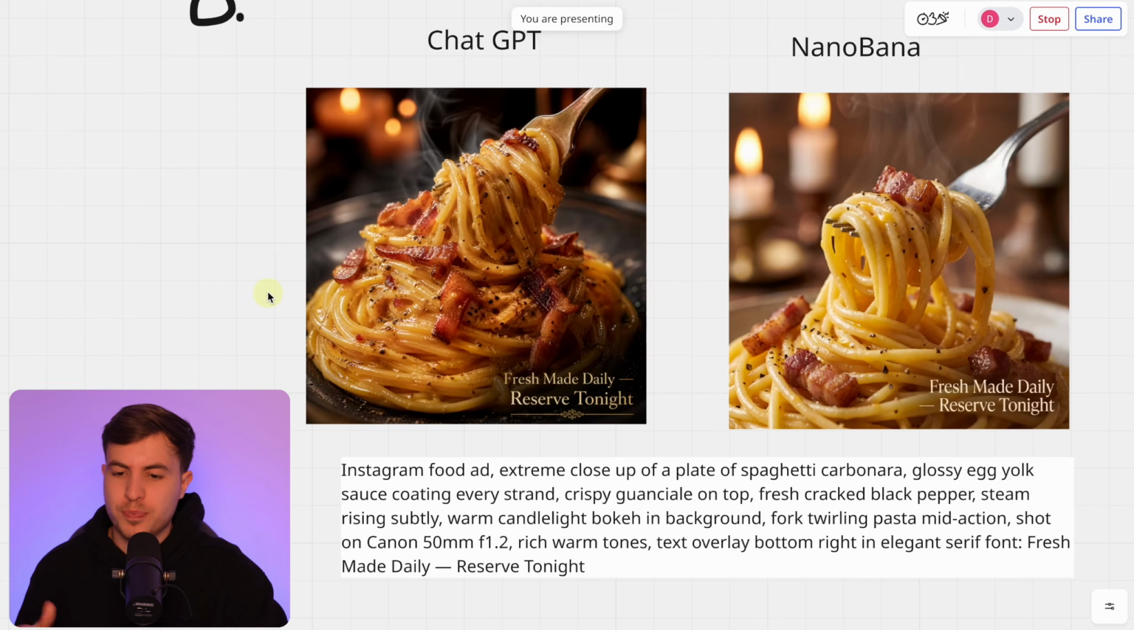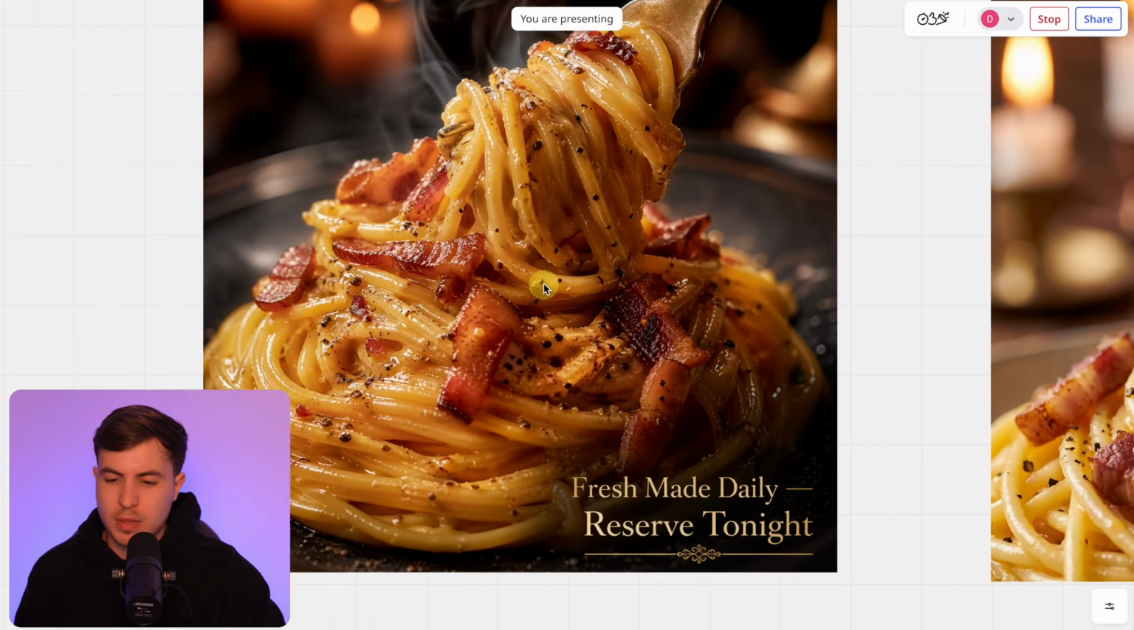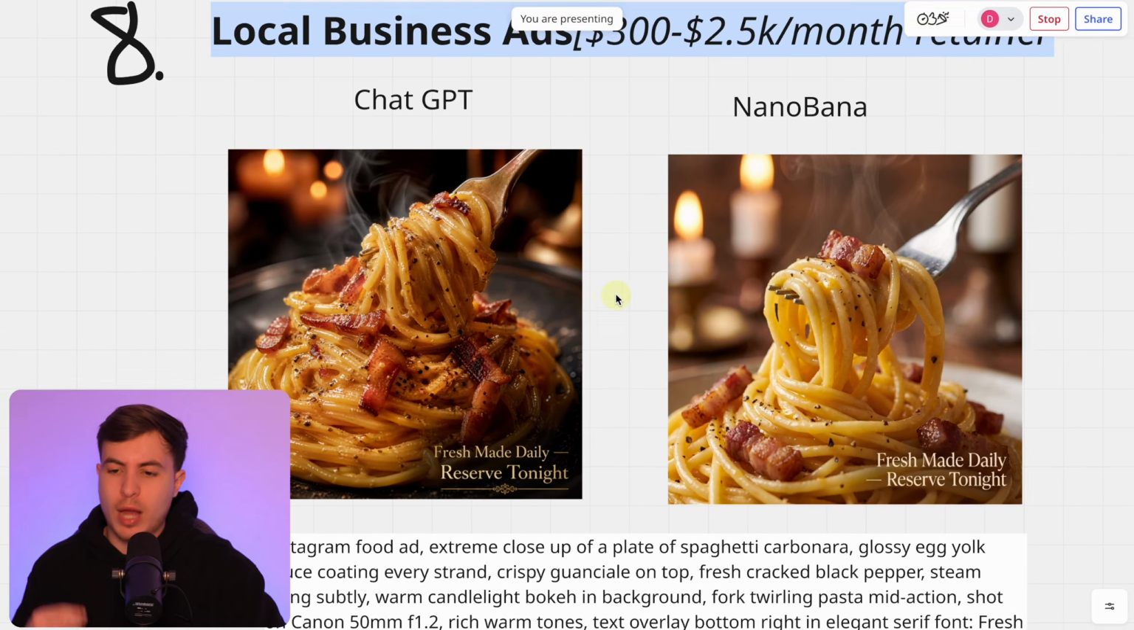Oh my gosh. You think this is a good AI image over here with Nano Banana. You're like, okay, this is good. But then we look at ChatGPT and it just takes it to the next level. This is something that every restaurant would absolutely pay for.